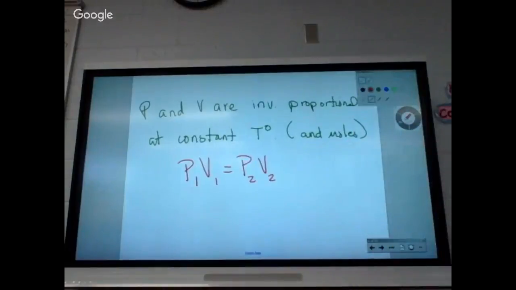Now, notice what's not in the formula. Temperature is not in the formula because what do we know about temperature? It's what? It's constant. So it's not going to be in the formula because constant means it's not what? It's not changing, so it's never going to be in the formula because it's not included. All right, has everybody got it now?